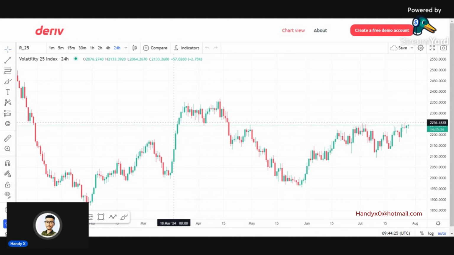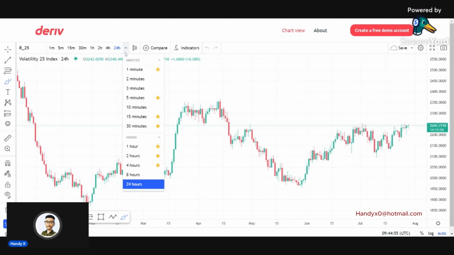In this particular case, let us start from 24 hours. To check the time frame, we go up here and we see the time frames. So these are our time frames. We have 1 minute, 5 minutes, 15 minutes, 30 minutes, 1 hour, 2 hours, 4 hours, 24 hours, and you can also add other ones that you may want to use.